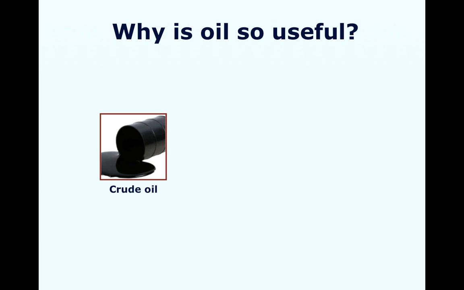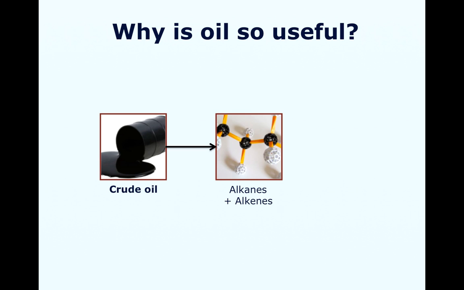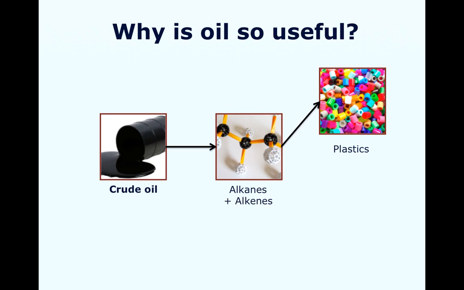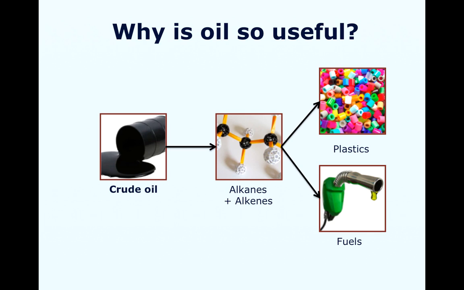So why is crude oil so useful? If we look at crude oil and we zoom in on the chemicals contained in that mixture, you have lots of alkanes and alkenes. And you're going to learn more about those as the lessons go on. These alkanes and alkenes are the starting materials to make plastics or polymers and fuels like petrol or diesel. And that is why they're so valuable, because we use them all the time.